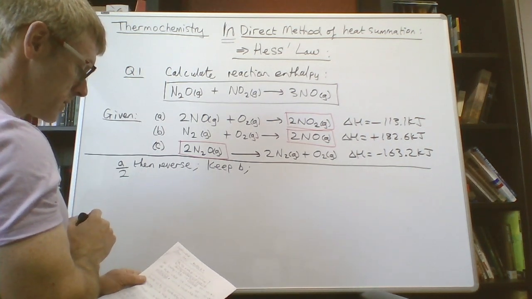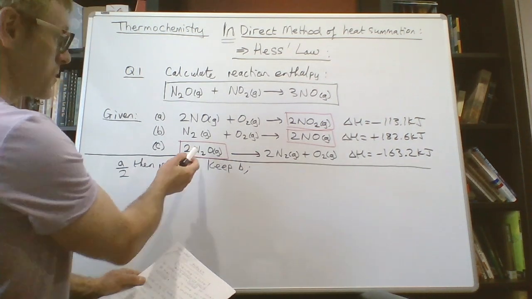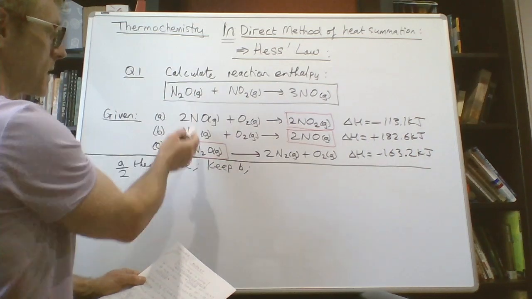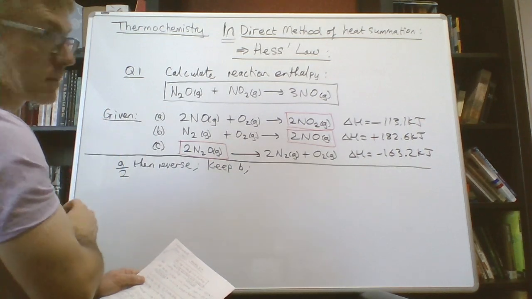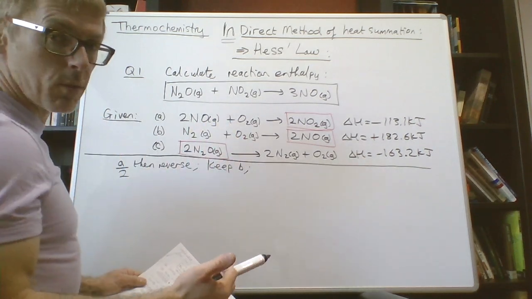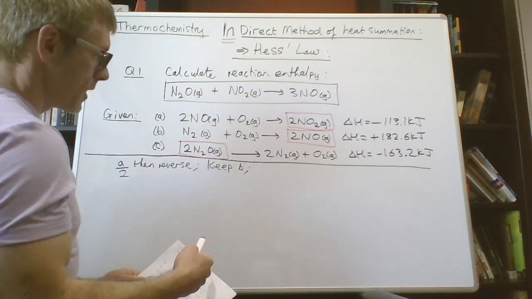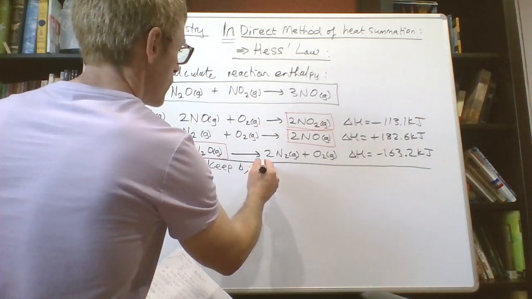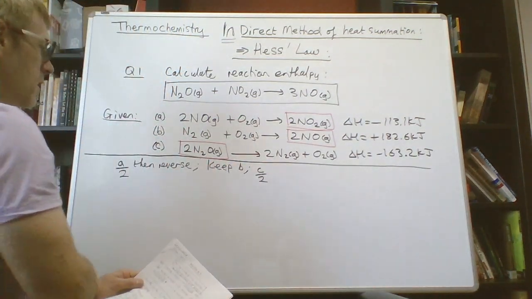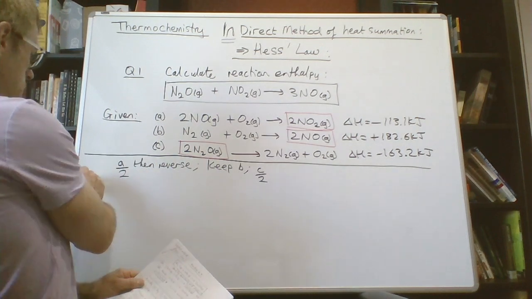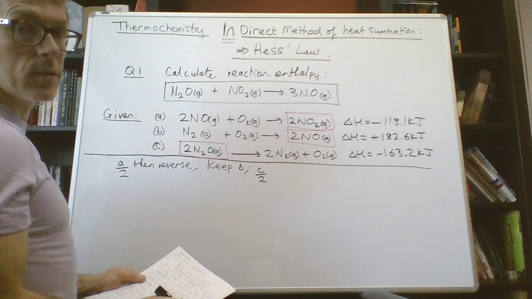C, what do I want to do with C? Well, I just want to divide by 2 because I don't want to reverse because N2O is in the right spot. It's a reactant. If I reverse it, I'll make it a product, and I don't want to do that. But I need one of them, and I have 2 of them, so I need to divide by 2. So I'm just going to take C and divide by 2. So that's my to-do list. That's what I want to do.